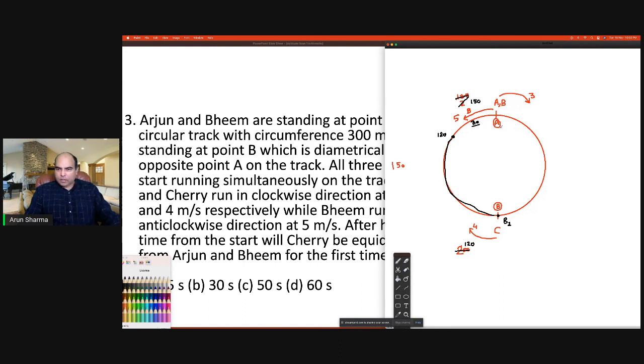And at this point, Arjun, who is traveling clockwise at 3 meters per second for 30 seconds, is going to travel a further 90 meters. So in this case, you can see that Bhim and Cherry's second position is 120 meters away, and Cherry is 30 meters from here, and a further 90 meters away is Arjun. So the distance between Cherry and Arjun is also 120. So all the conditions match, and hence option B is the right answer.